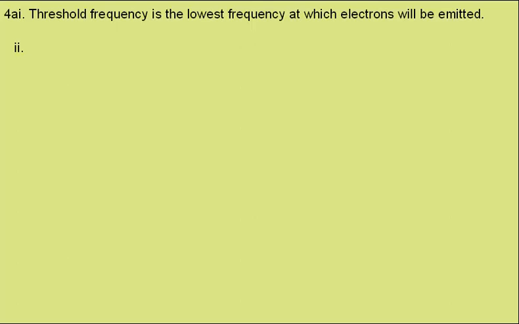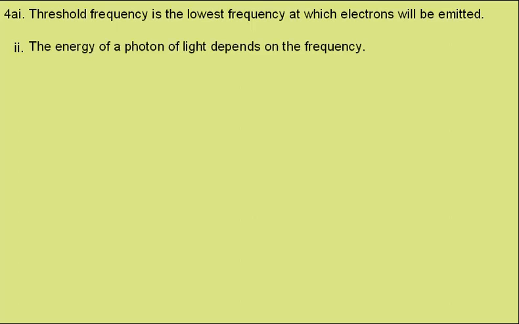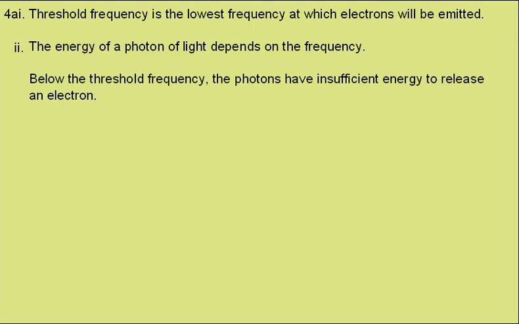In part 2, we need to explain why the effect is not observed below the threshold frequency. Well, the energy of a photon of light depends on the frequency, and below the threshold frequency, the photons have insufficient energy to release an electron.